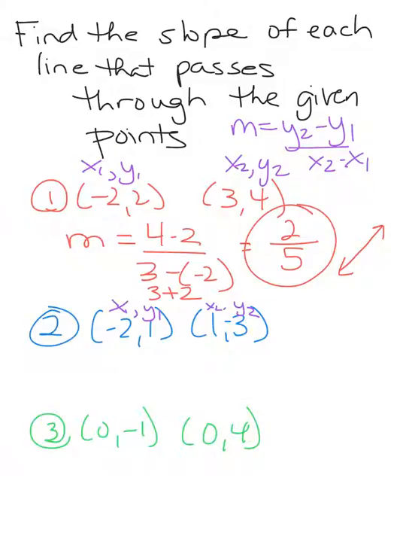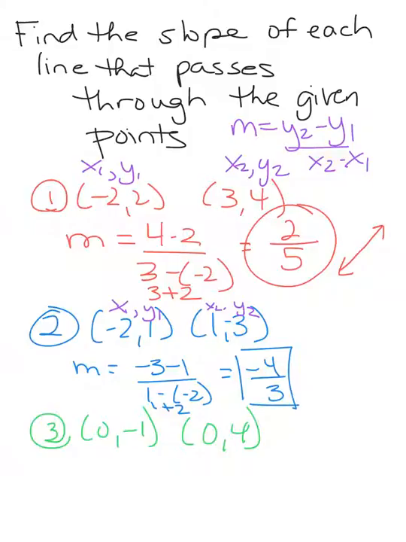So let's find the slope. I have m equals negative 3 minus 1, over 1 minus a negative 2. So negative 3 minus 1 is negative 4, and then this, remember again, is 1 plus 2, so that gives me a positive 3. So my slope here is negative 4 over 3.